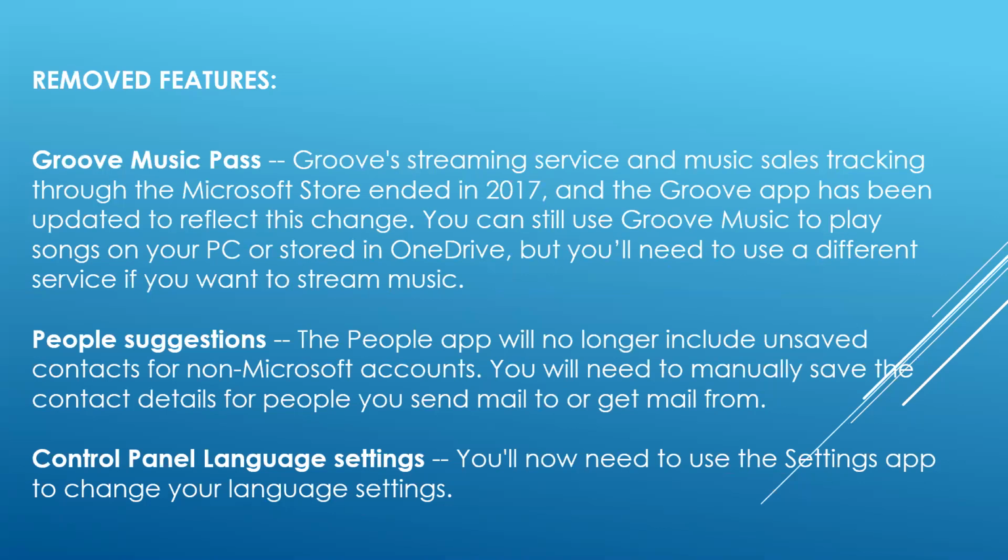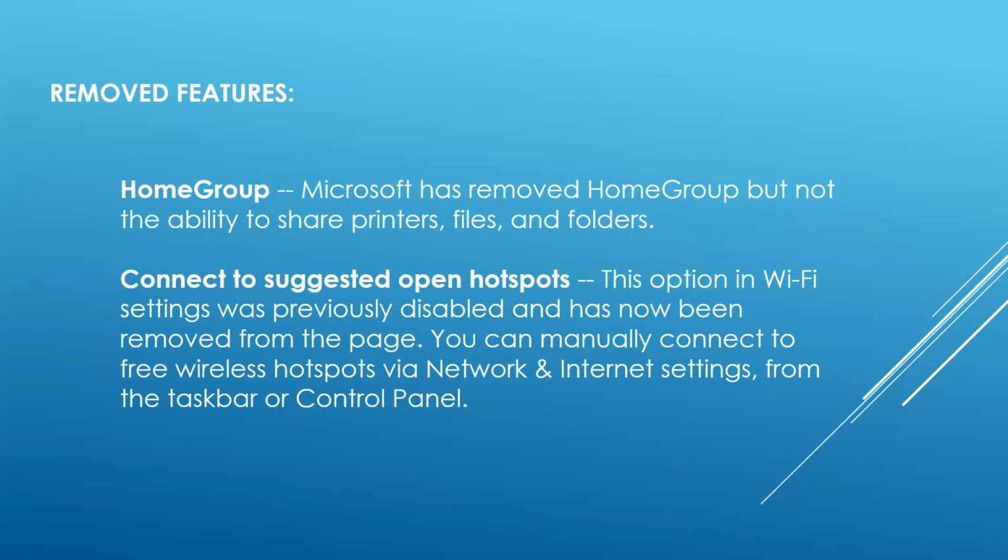People suggestion. The People app will no longer include unsaved contacts for non-Microsoft accounts. You will need to manually save contact details for people you send mail to or get mail from. Now, I think I'm going to talk a little bit more about this. I think it's coming up in a slide. I don't want to get ahead of myself. Control panel language settings. You now need to use the Settings app to change your language settings. Also, Home Group has been removed, but not the ability to share printers, files, and folders.